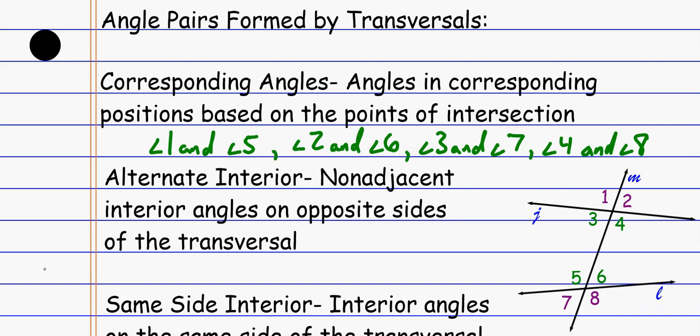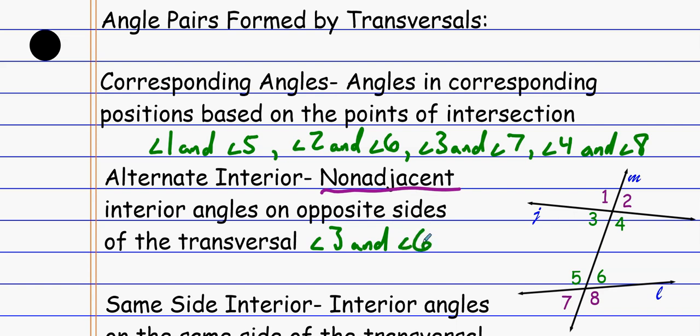So alternate interior. So when you look at something like this guy, if I were to look at any interior angle, so the first interior angle I see is angle 3. So angle 3 is an interior angle. The alternate interior angle, all right, the other angle that's on the other side of the transversal, and here's the key, that's non-adjacent to that, would be angle 6.